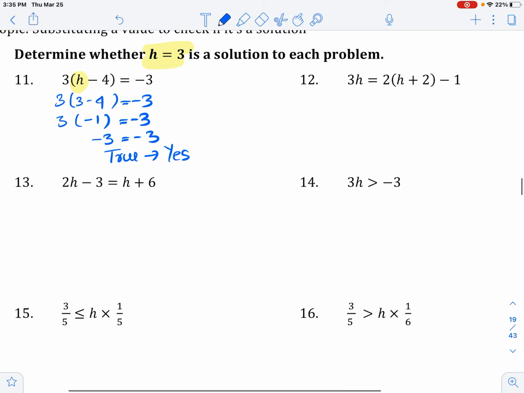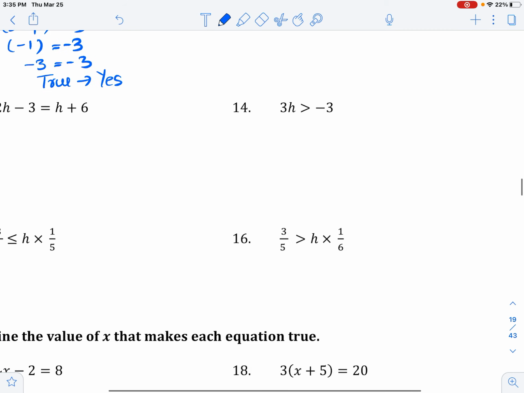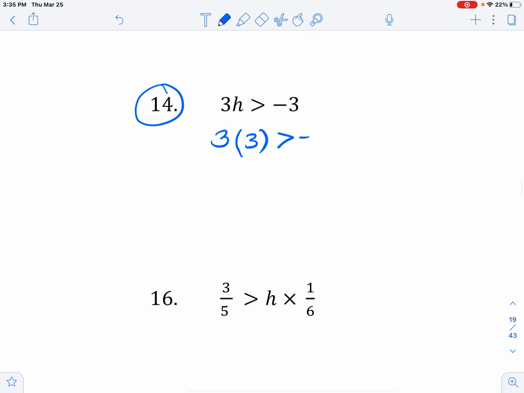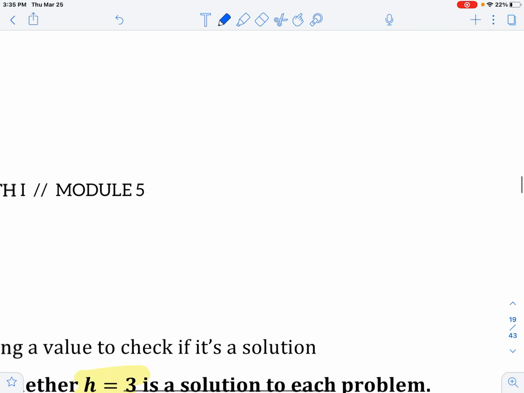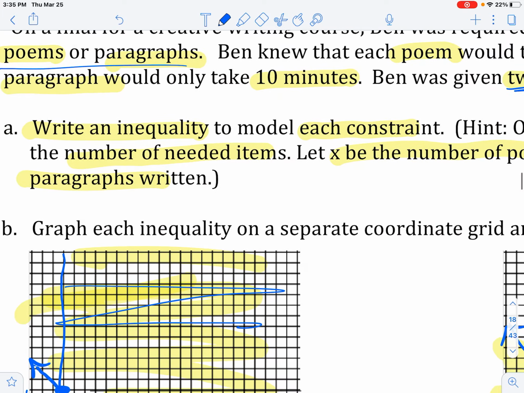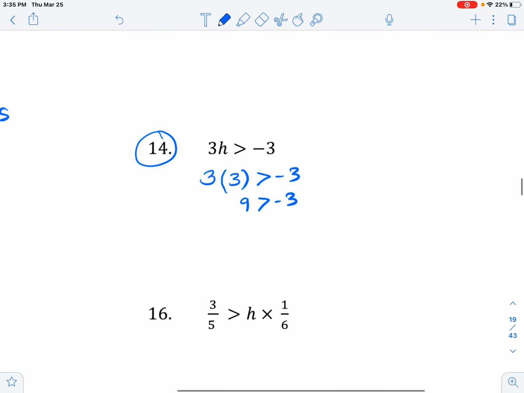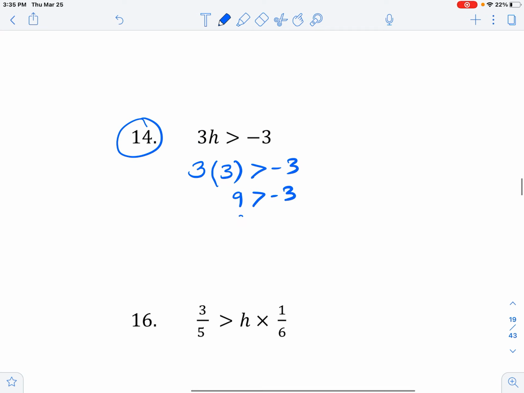If I have to do 14, so that is 3h being given to you. You again see they're talking about 3. So I plug in 3, 9 is greater than negative 3. Is that true? Yes, that's true. So 9, that's true, and I say yes, 3 is the solution.